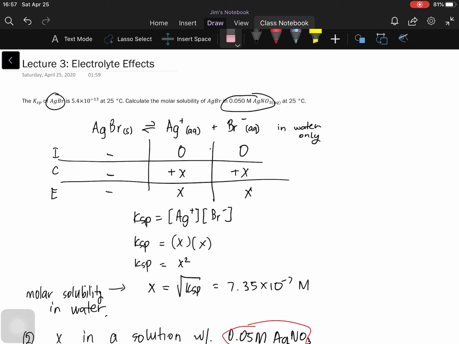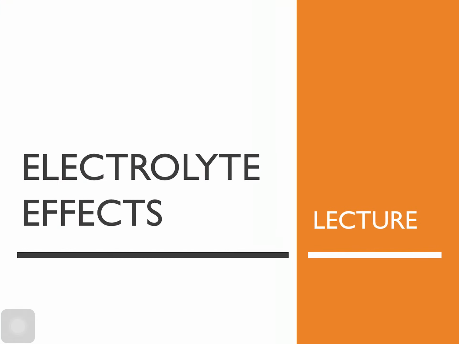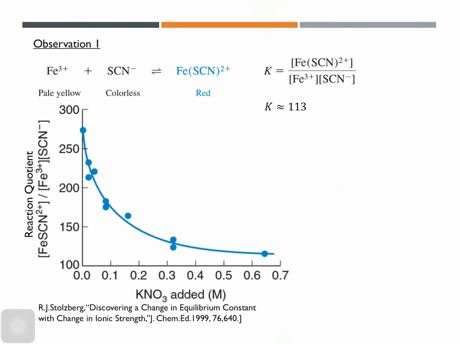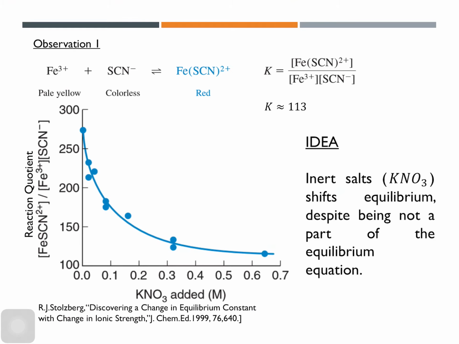We don't know, because there are no sodium ions in the ICE table, nor sulfate ions. So what's the effect? We don't know yet. In reality, that puzzled scientists before. So let's look at this publication by Stolzberg in 1999.